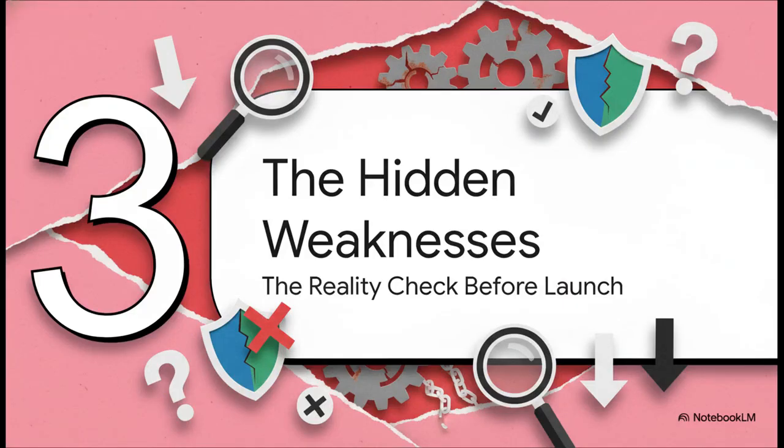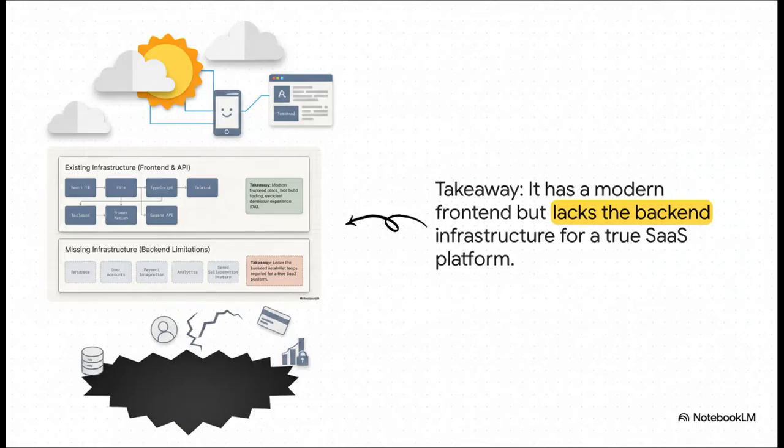Okay, but let's be real. An honest audit isn't just a hype piece. To build a marketing strategy that actually works, you have to be brutally honest about a product's flaws. So now, let's get into the hidden weaknesses, the big reality check before you launch. The first big weakness is technical. So, as you can see here, the front end, what the user sees, is great. It's built with modern stuff like React and Tailwind. But look what's missing. There's no database, no user accounts, no payment system.